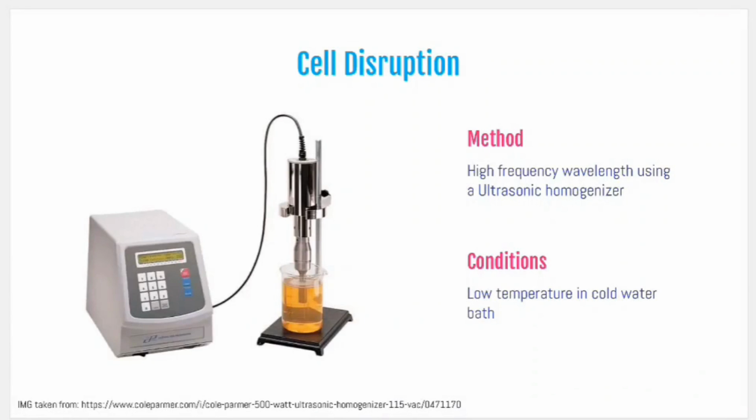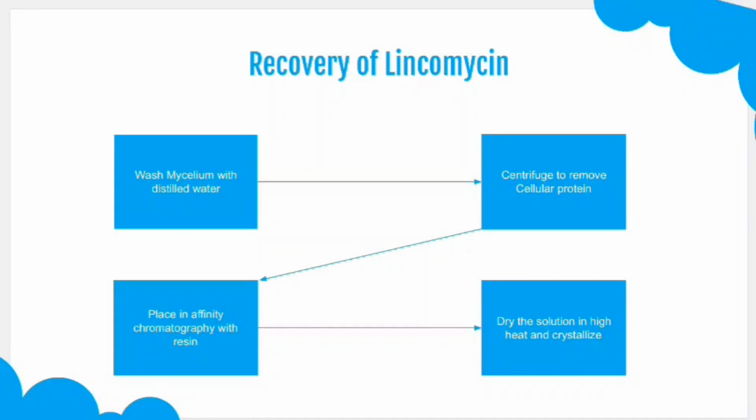Cell disruption is done using high frequency waves with an ultrasonic homogenizer. It must be done at low temperature in a cold water bath. Once the cells have been disrupted, the recovery must be done. First, wash the mycelium with distilled water. This removes cellular protein. Place in affinity chromatography with resin and then dry the solution at high heat and crystallize the solution.